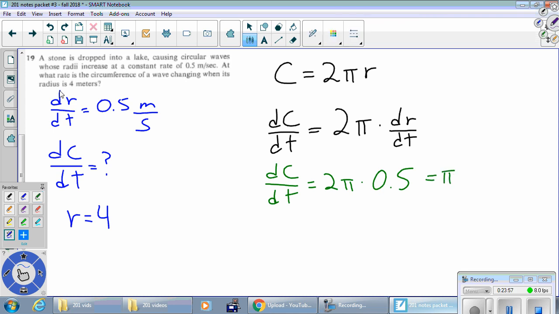are going to be circumference units over time units. And so those units here are meters per second. Circumference is always growing at pi meters per second at every moment in time.